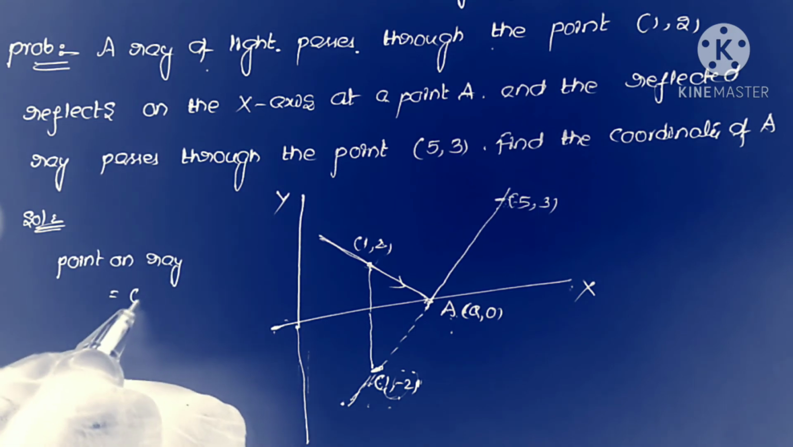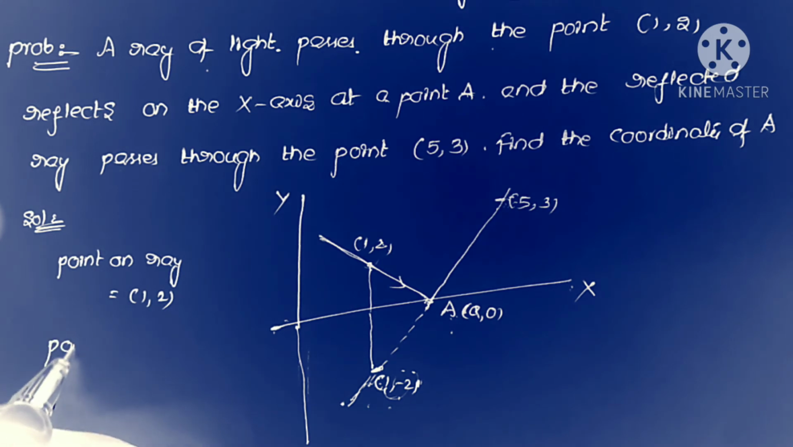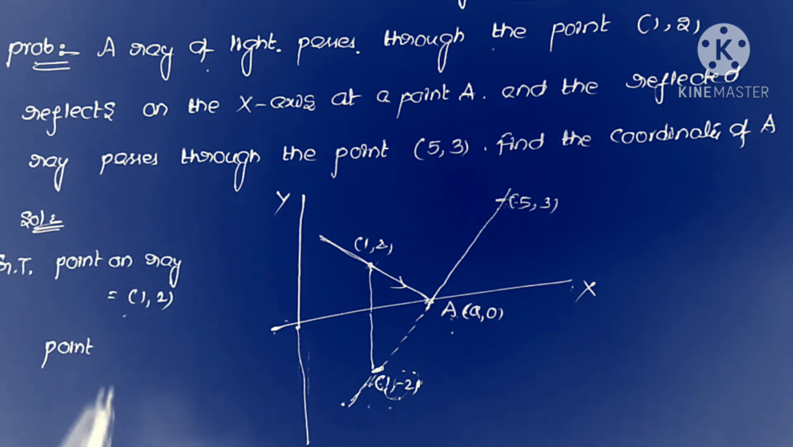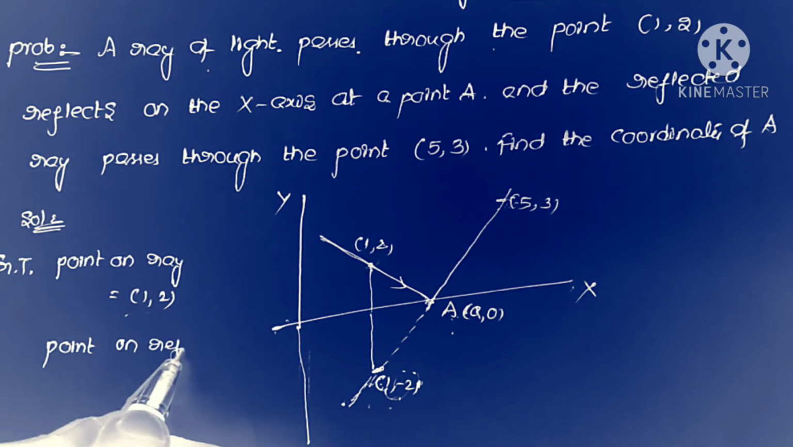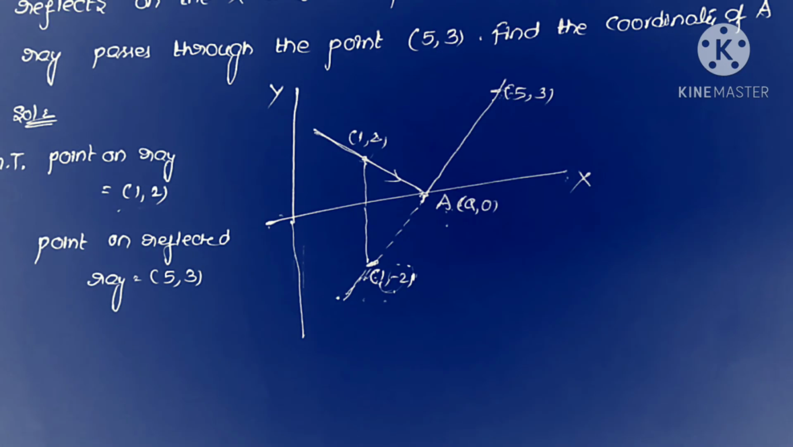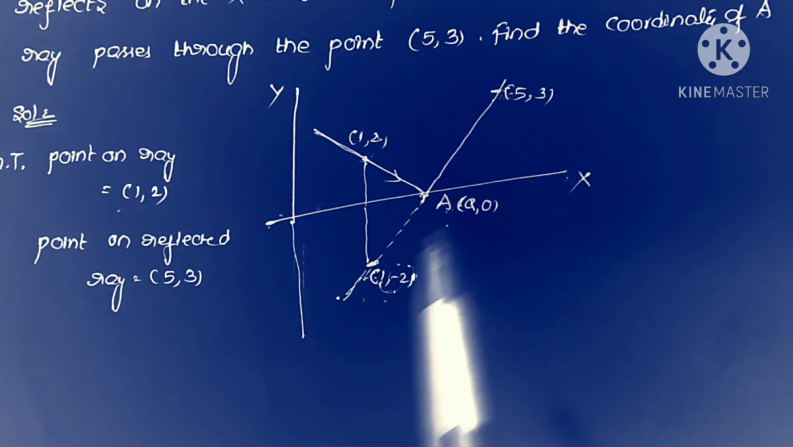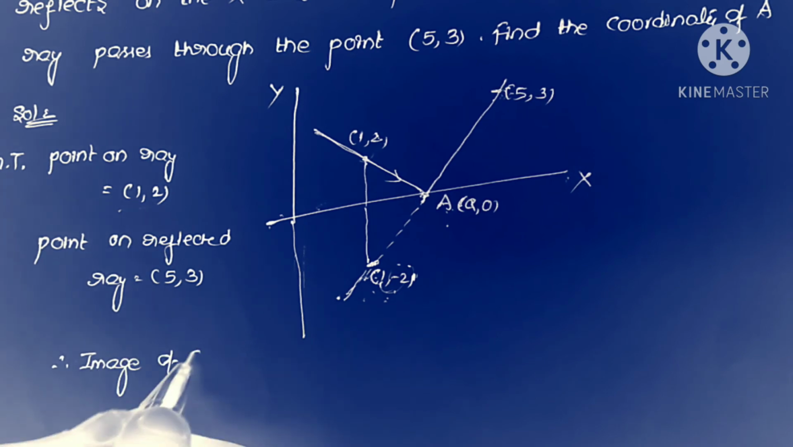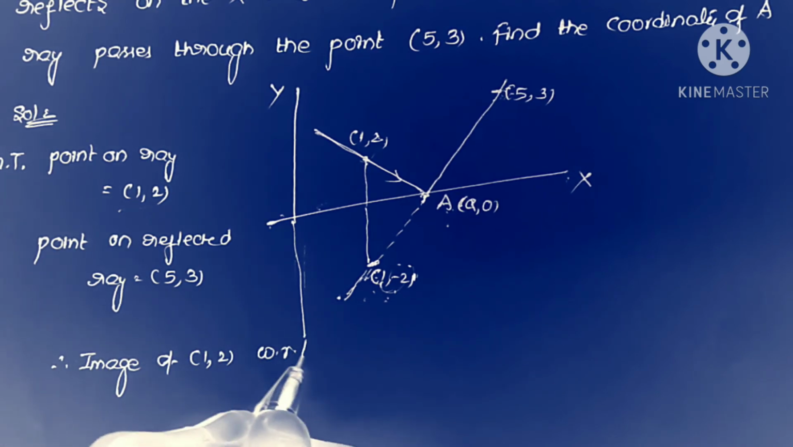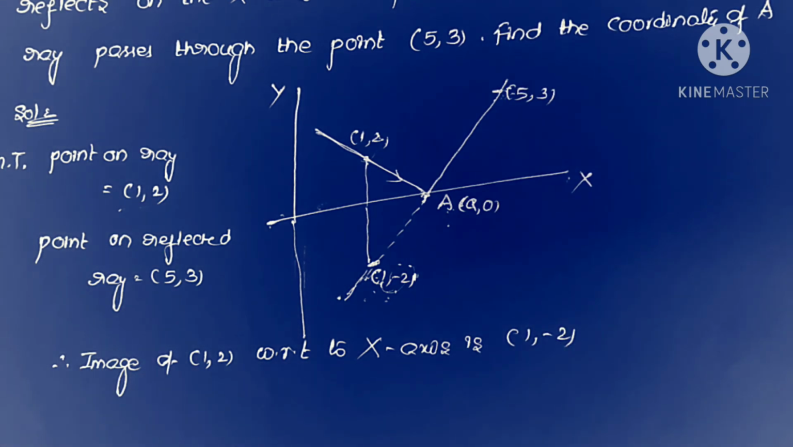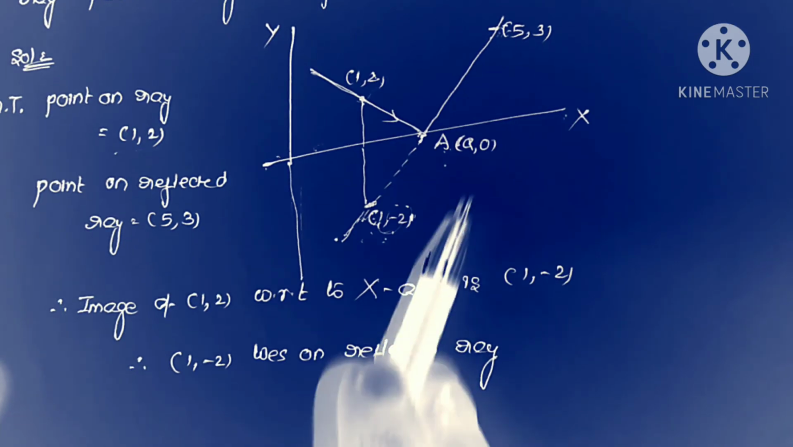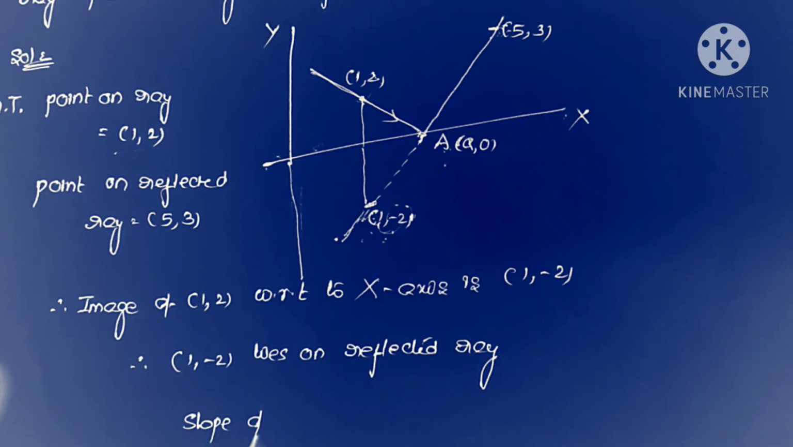Given that the point on the ray is 1, 2 and the point on the reflected ray is 5, 3. Clearly, the image of 1, 2 with respect to the x-axis is 1, minus 2, which is a point on the reflected ray. Therefore the image of 1, 2 with respect to the x-axis is 1, minus 2, and this is a point on the reflected ray. 1, minus 2 lies on the reflected ray, since this is the image. Now we want to find the equation of the reflected ray.